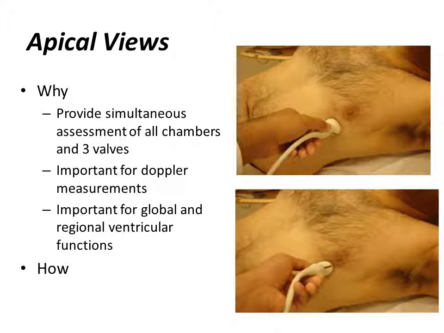So why do we do the apical 4-chamber view? Well, it provides a very good assessment of all the 4 cardiac chambers. So you're able to see the 2 atria and the 2 ventricles in the same screen. It is possible to assess the left ventricular size and function. It is possible to assess the right ventricular size and function, or get some idea of the function. You're able to see the 2 atria.